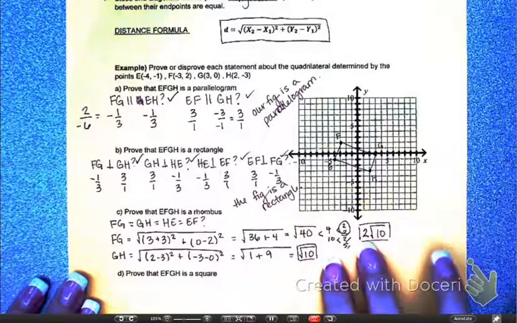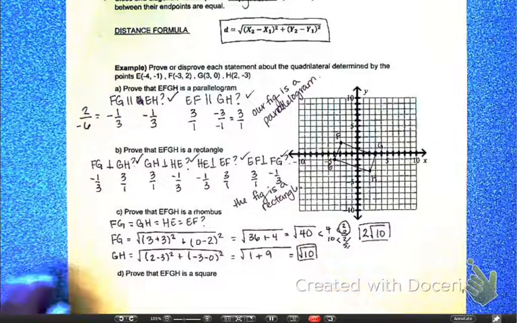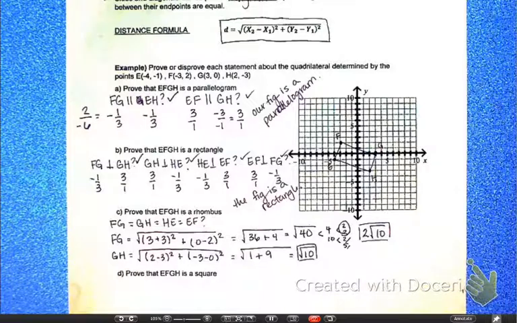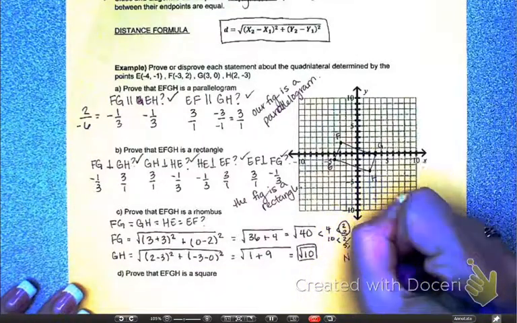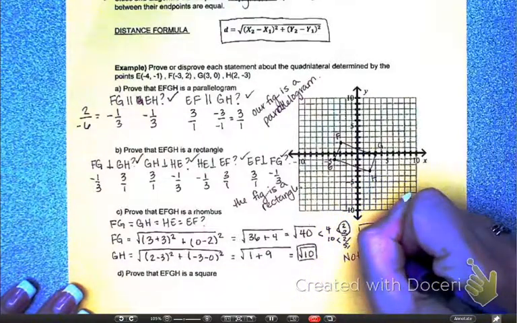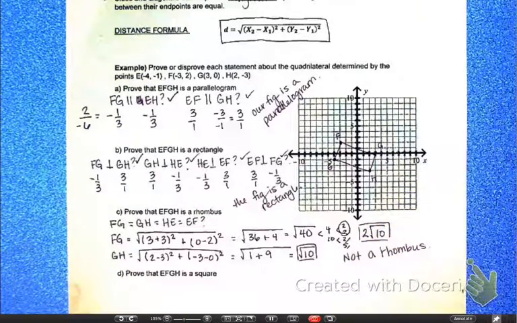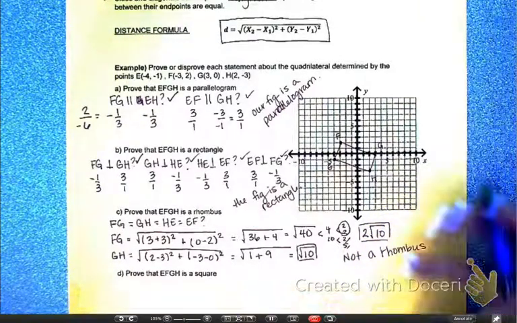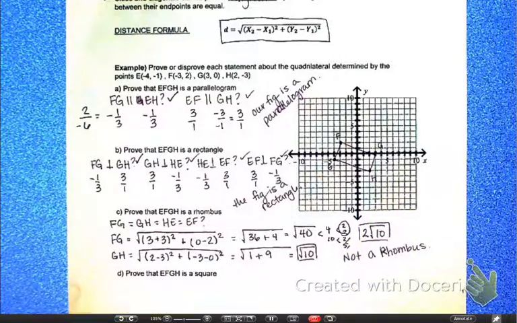Are these two distances the exact same? No. We can stop. Because we've shown that two sides aren't the same, it doesn't matter what the rest of them are. So this is not a rhombus. We don't have to show anything else because we showed that two sides are not congruent.